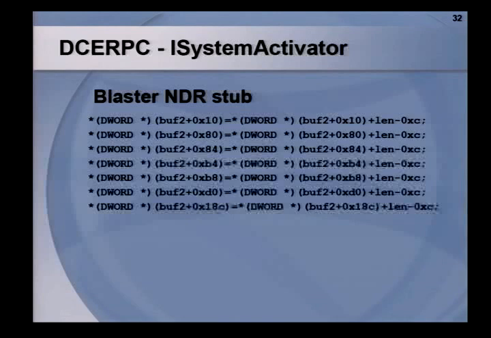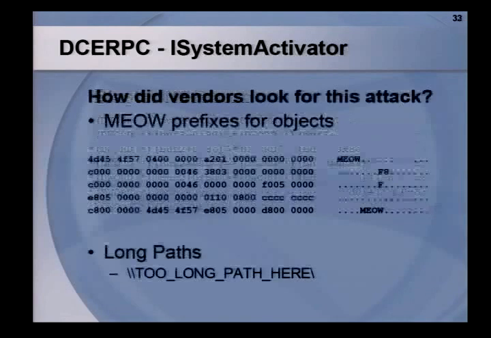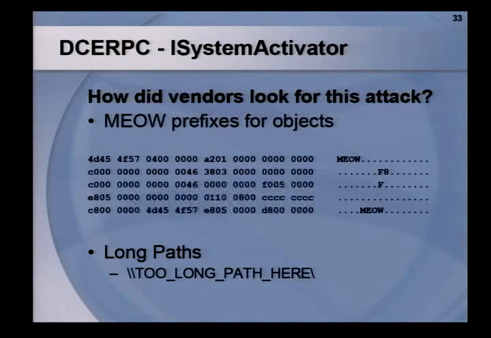So how did IDS developers look for this? Well, Blaster was using a DCOM request. Each of the different objects that are sent via DCOM is marshaled with a meow prefix. So all the IDS vendors said, hey, wait a minute, we're not supposed to see DCOM. Let's look for the meow string. Well, if you actually look at the implementation, the meow string is just there for padding. You don't actually have to say meow. So the DCRPC implementation in Metasploit just sends random junk for this. The actual vulnerability was an overflow in a path.